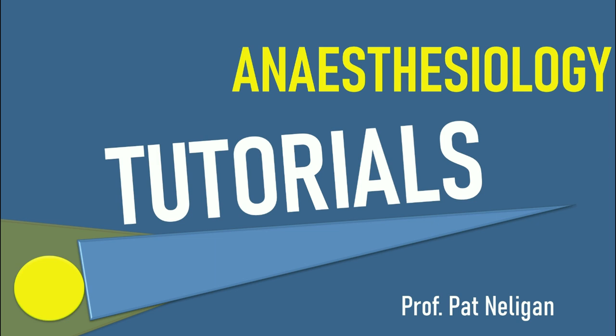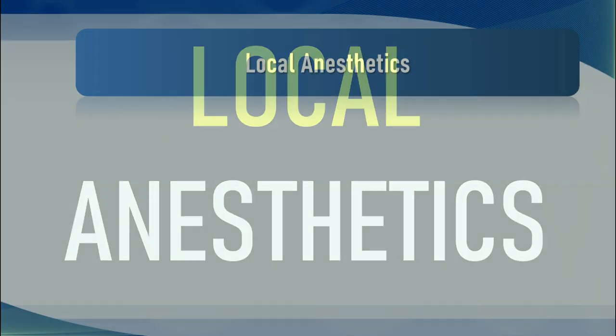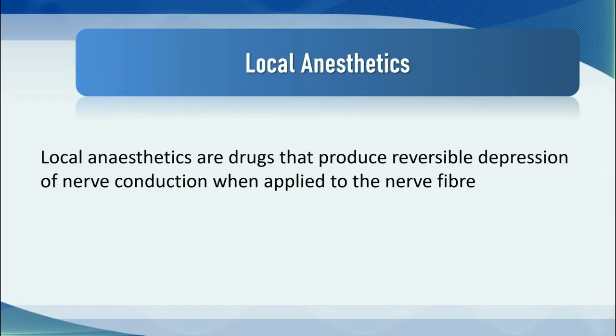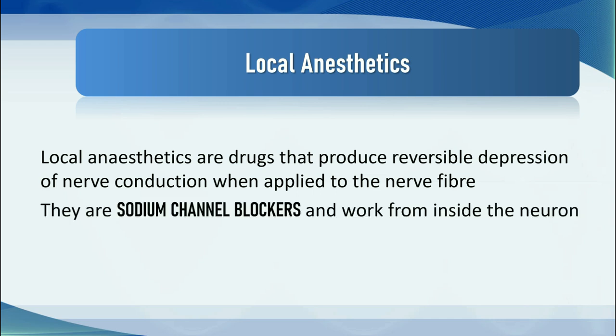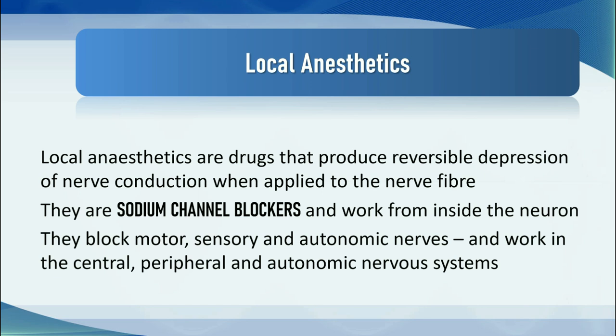Anesthesiology Tutorials with me, your host, Pat Nelligan. This is the first tutorial of three on local anesthetics. Local anesthetics are drugs that produce reversible depression of nerve conduction when applied to the nerve fiber. They are sodium channel blockers and they work from inside the neuron. They block motor, sensory, and autonomic nerves and work in the central, peripheral, and autonomic nervous systems.